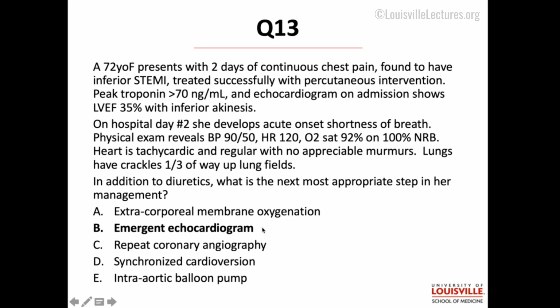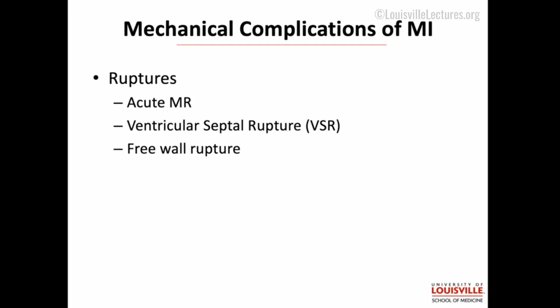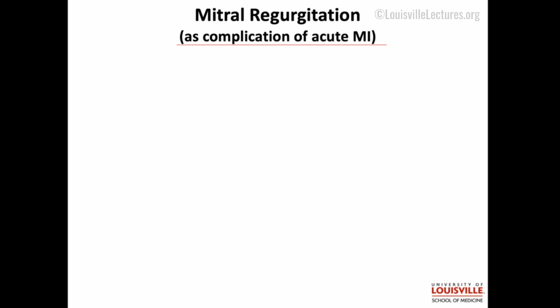But in this case, that sudden deterioration with shortness of breath means I need an echo to look for a mechanical complication. So what might those be? Well, there are ruptures, like acute mitral regurgitation from a pap muscle rupture, a ventricular septal rupture, or a free wall rupture. None of these are good to have. And then technically, an RV infarct or RV failure is seen as a mechanical complication of an MI.